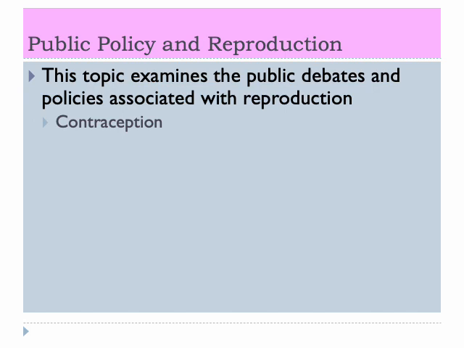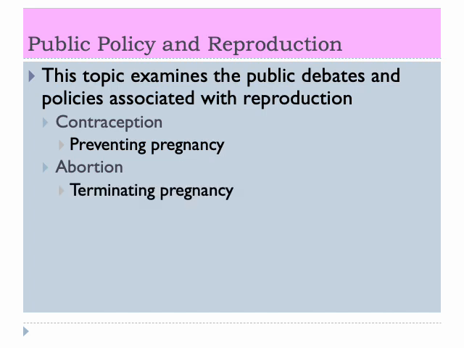So this topic, Topic 6, examines the public debates and policies associated with reproduction. We're going to be learning about the policies associated with contraception, that is the means that a person may use to prevent pregnancy. And this topic will examine abortion policy, that is the termination of a pregnancy.